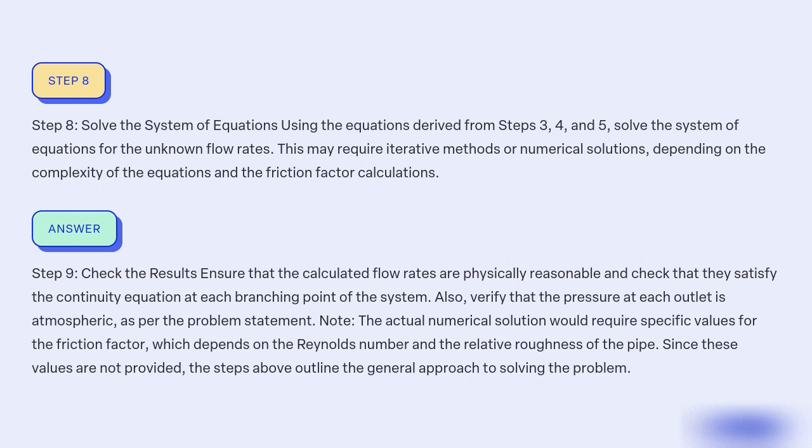Step 9. Check the results. Ensure that the calculated flow rates are physically reasonable and check that they satisfy the continuity equation at each branching point of the system. Also, verify that the pressure at each outlet is atmospheric, as per the problem statement. Note, the actual numerical solution would require specific values for the friction factor, which depends on the Reynolds number and the relative roughness of the pipe. Since these values are not provided, the steps above outline the general approach to solving the problem.